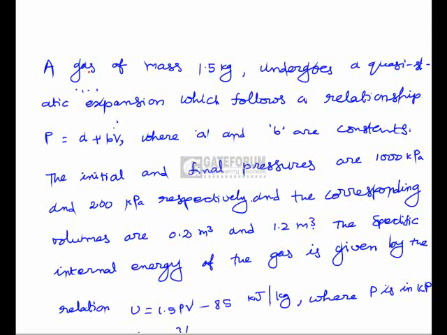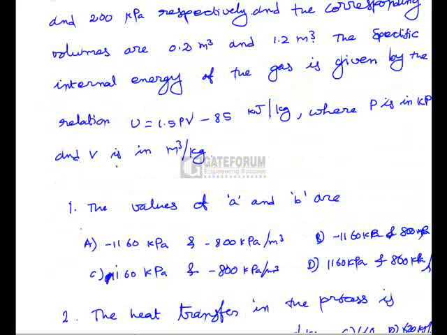Gas of mass 1.5 kg undergoes a quasi-static expansion which follows a relationship P is equal to A plus BV, where A and B are constants. The initial and final pressures are 1000 kPa and 200 kPa respectively, and the corresponding volumes are 0.2 m3 and 1.2 m3. The specific internal energy of the gas is given by the relation U is equal to 1.5 PV minus 85 kJ per kg, where P is in kilopascals and V is in meter cube per kg.